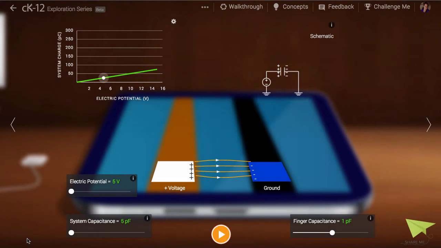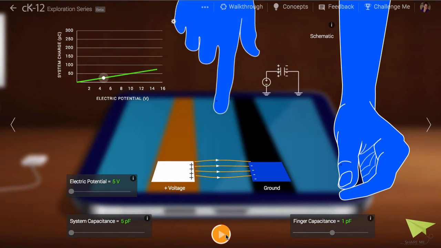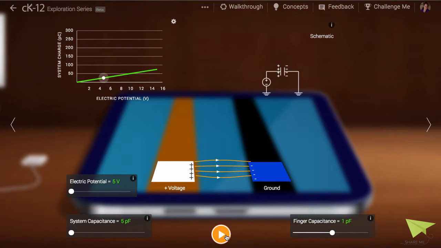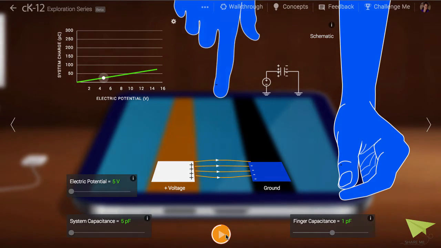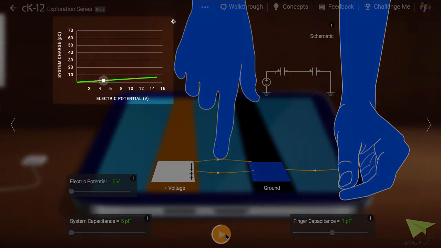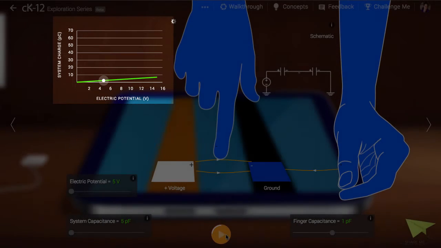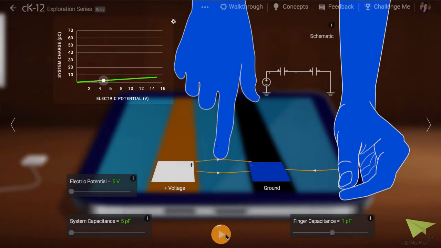Let's watch what happens when we hit play. Well, a few things happen. Let's take them one at a time. First of all, we can see on the graph at top left that the total capacitance has dropped, as has the stored charge. By touching near the 2 plates, we have reduced the electrical capacitance of the system.